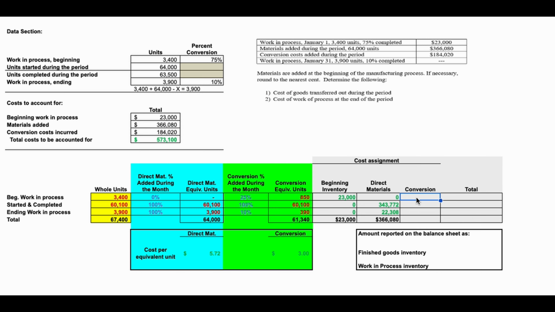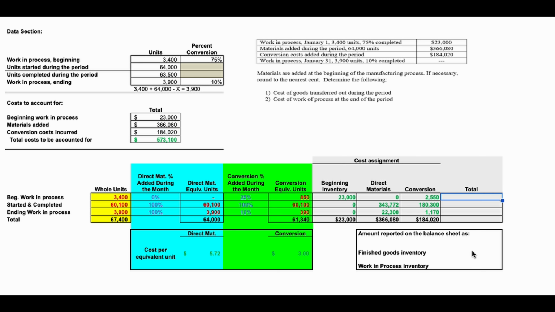The process conversion runs the same way. The math that we use is we take our conversion equivalent units and we multiply it by our cost per equivalent unit of conversion. In our case, we've got 850 conversion equivalent units in beginning work in process multiplied by our $3. I'm just going to continue that process down for my started and completed, as well as my ending work in process, that 390 units multiplied by $3 a piece. And ultimately, that's going to give us a total amount of conversion cost added of $184,020. Again, that ties out to our conversion costs incurred for this period.